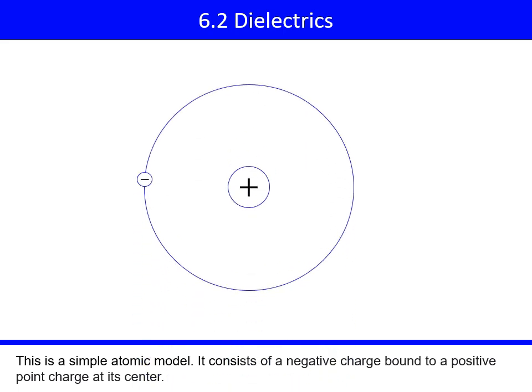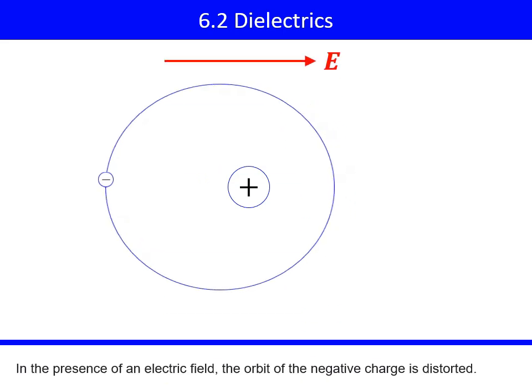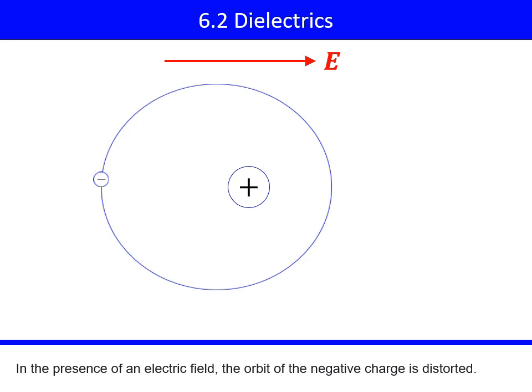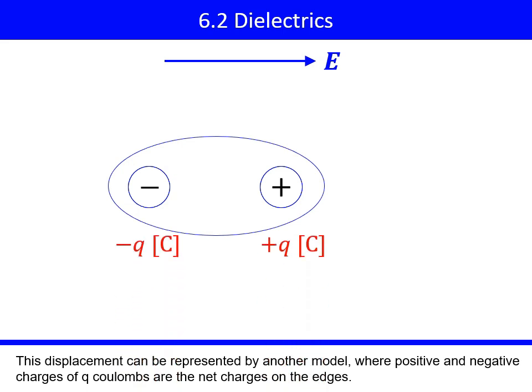This is a simple atomic model. It consists of a negative charge bound to a positive point charge at its center. In the presence of an electric field, the orbit of negative charge is distorted. This displacement can be represented by another model, where positive and negative charges of q coulombs are the net charges on the edges.